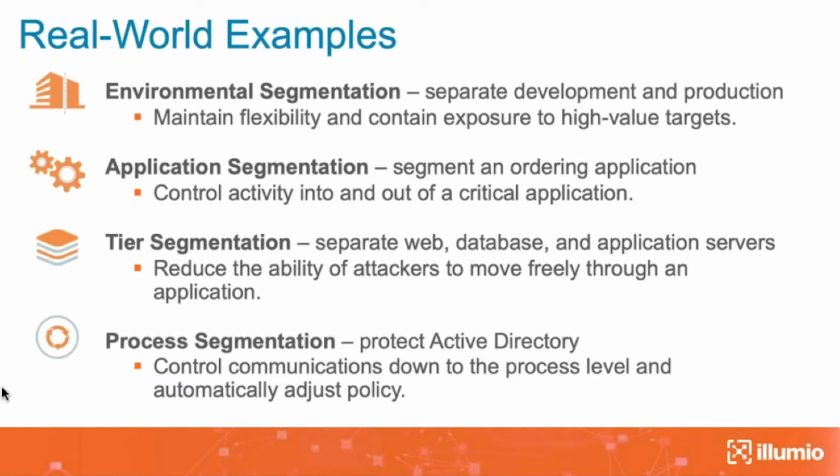Third on the list there, we see tier segmentation, separating the web from the database from the application servers to reduce the ability of attackers to move freely through an application. And then finally, there's process segmentation, for example, protecting Active Directory. If you'd like to control communications down to the process level and automatically adjust policy there. We sometimes call this nano segmentation.